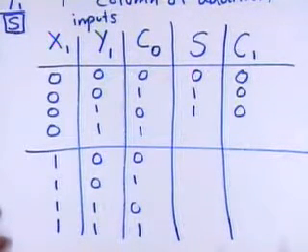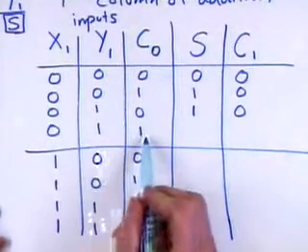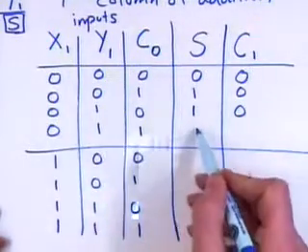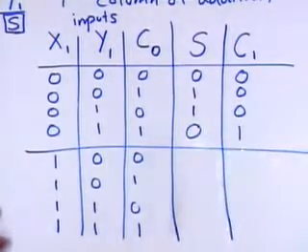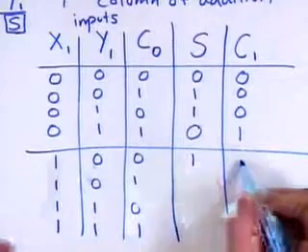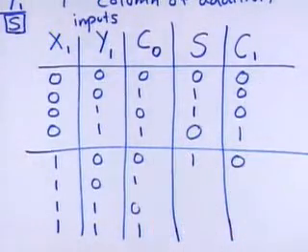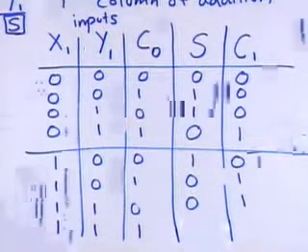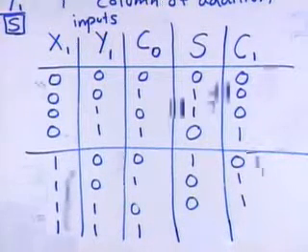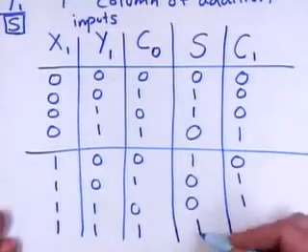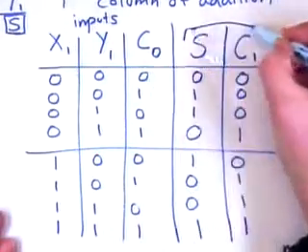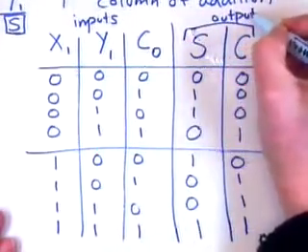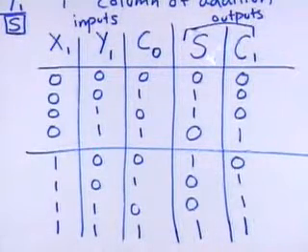Here I'm adding 0 plus 1 plus 1, and so that's 2, so I know my sum digit is going to be 0, and I have to carry a 1. In the next row, I have just a single 1, so my sum bit is a 1 and my carry is a 0. In the next one, I have two 1s, so those are both 0, carry 1. And in the last case, I have three 1s, which add up to 3, which is 1, carry a 1. So in this circuit, I have 3 inputs and 2 outputs.